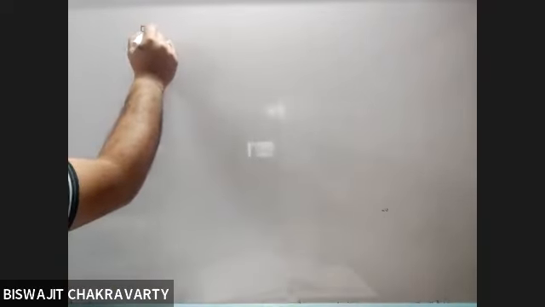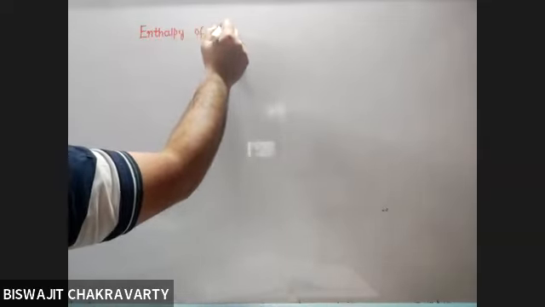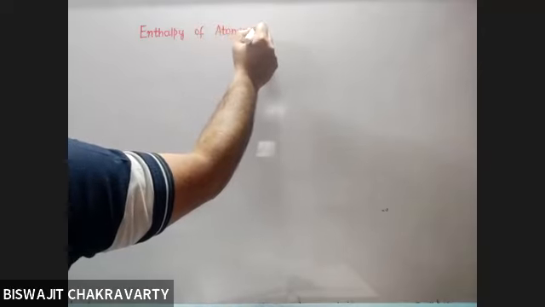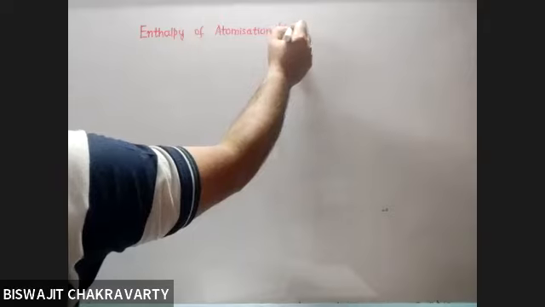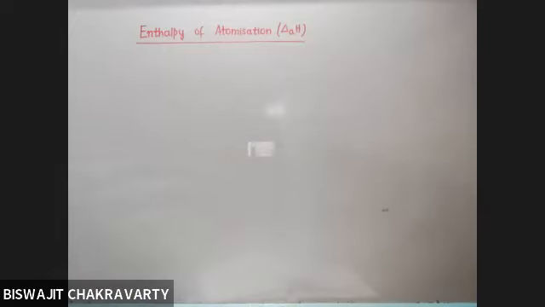So after this, write enthalpy of atomization, delta small a H. And if the degree sign is put, it will be standard enthalpy of atomization. Now, what exactly is atomization? In order to convert any molecule to its gaseous atomic form, whatever energy is required is called the enthalpy of atomization.